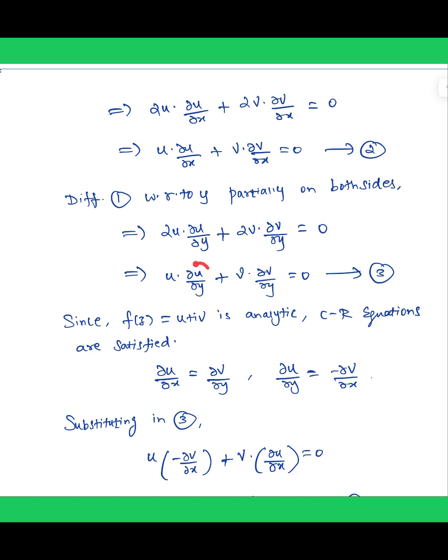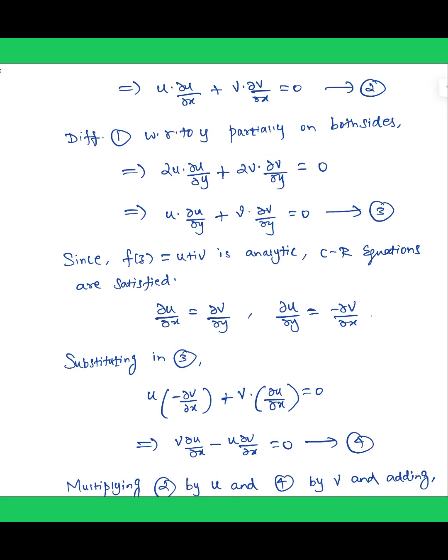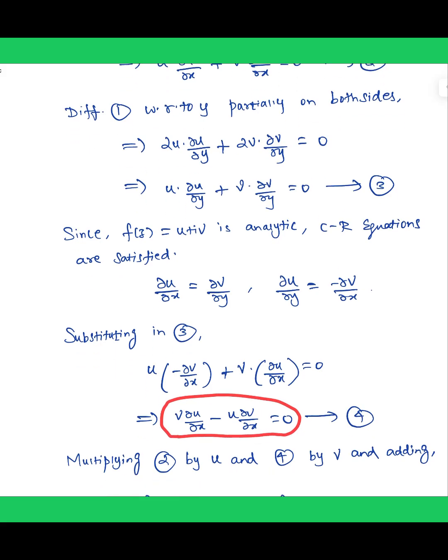So here ∂u/∂y becomes minus ∂v/∂x. In place of this I am substituting minus ∂v/∂x, and ∂v/∂y, that is v_y, which is u_x, as you know. So I'm going to substitute u_x here. When you do so, these two terms get replaced by the CR equations, and you get v ∂u/∂x minus u ∂v/∂x equal to 0. So this is equation number 4.